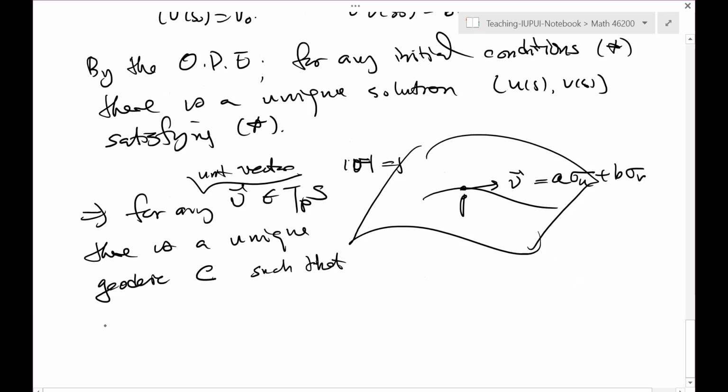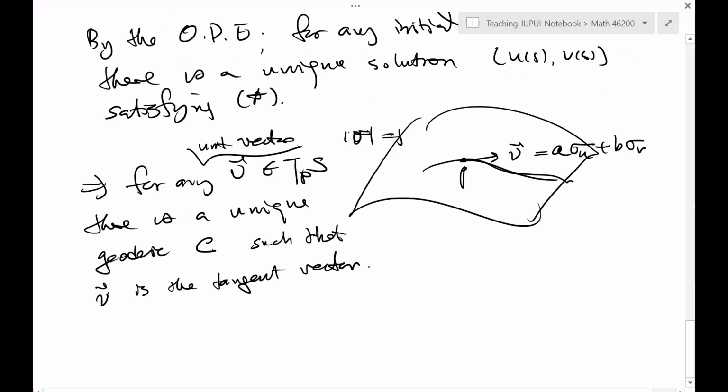Such that V is a tangent vector. Given V, there's a unique curve going out, right? In other words, a unique geodesic, or you can use gamma. Gamma is at the point P, and the tangent vector of gamma is going to be the given vector. So that is unique.